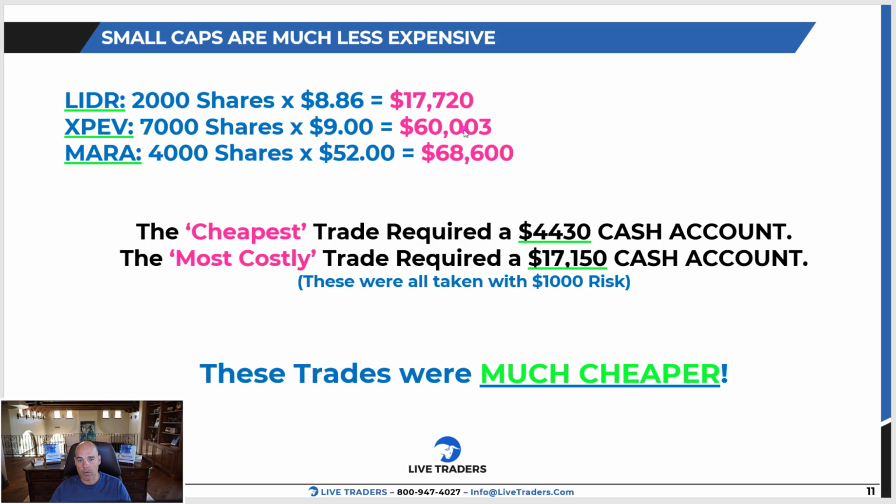Take this down to a $100 risk. Now it costs $6,000 divided by 4, which costs you $1,500 to take XPEV with a $100 risk. Cash. Okay? $68,000, take a zero off. It's $6,800 divided by 4. It's like $1,700. Cash. So you could have traded all those trades with a $100 risk with like a $2,000 cash account. Okay?